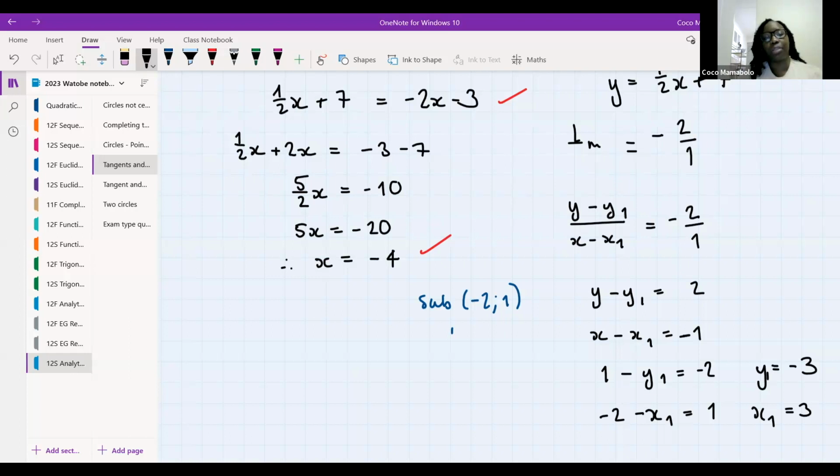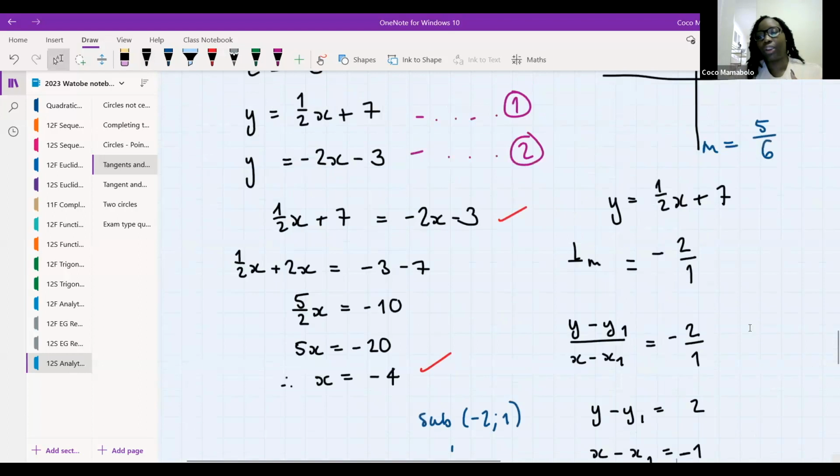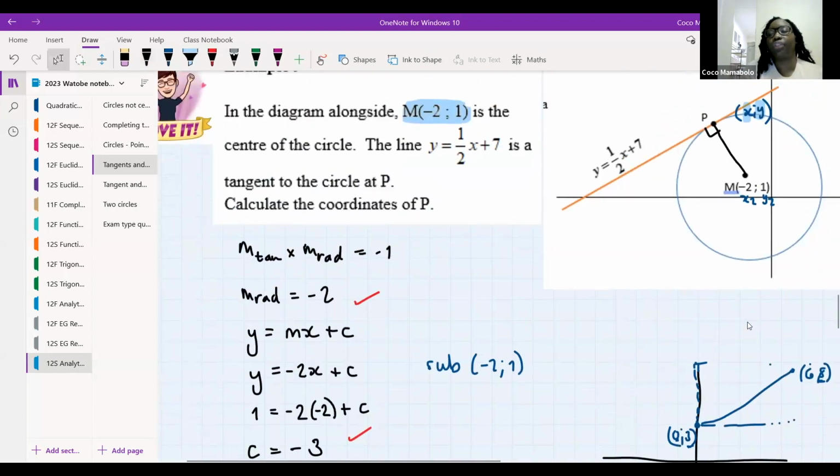The only way I could possibly do that is either by using the equation of the circle. So I could have equated the equation of the circle with the equation of the tangent, or the equation of the radius with the equation of the tangent. Okay, that's the only two ways that I could possibly do it.